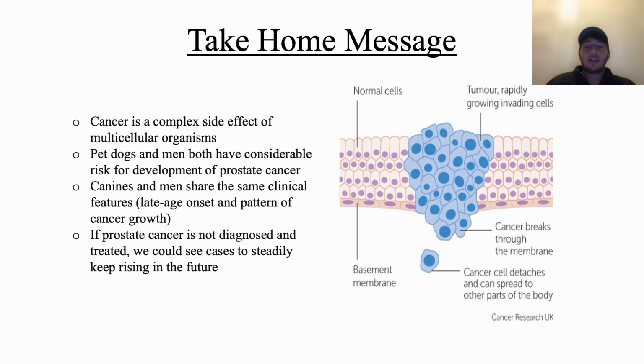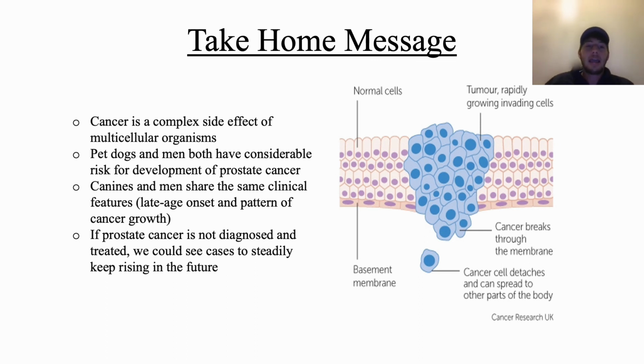Also, canines and men share the same clinical features, described as late age onset and pattern of cancer growth. By late age onset, I mean canines, dogs, and men both usually get prostate cancer later on in their life. In men, it's 65 to 70 to 75 years old, or even beyond that. And in canine dogs, it's 11 years old, 12 years old, 13 years old. It's late age onset.